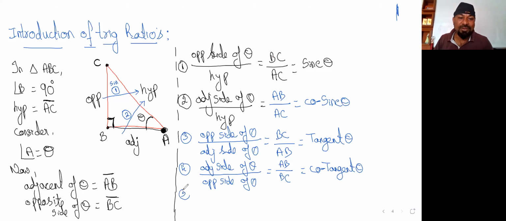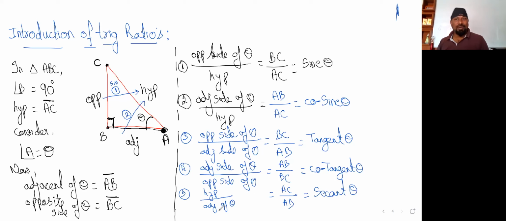Let us discuss the fifth relation. Okay, Nana. Now, hypotenuse by adjacent of theta. We take this relation: hypotenuse on top and adjacent side of theta below. Which is the hypotenuse here? Look at who is opposite to 90 degrees, Nana. AC, by adjacent side of theta. Adjacent to theta means beside, touching. It's nothing but AB. Right? That we call secant theta. Are you able to understand, Nana?